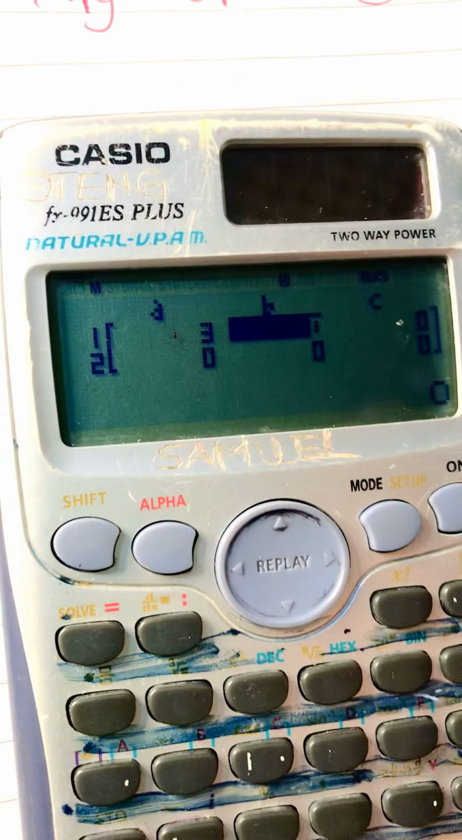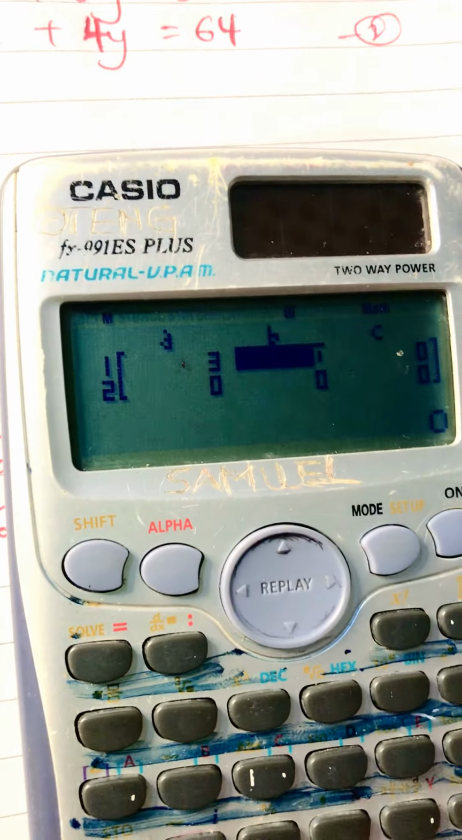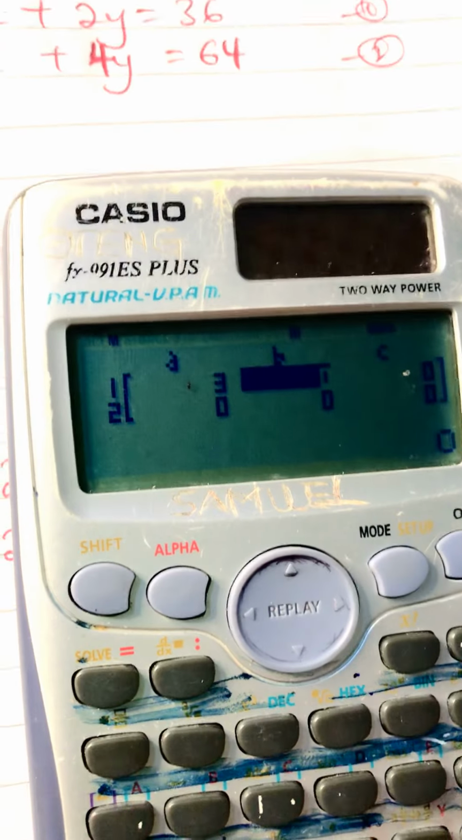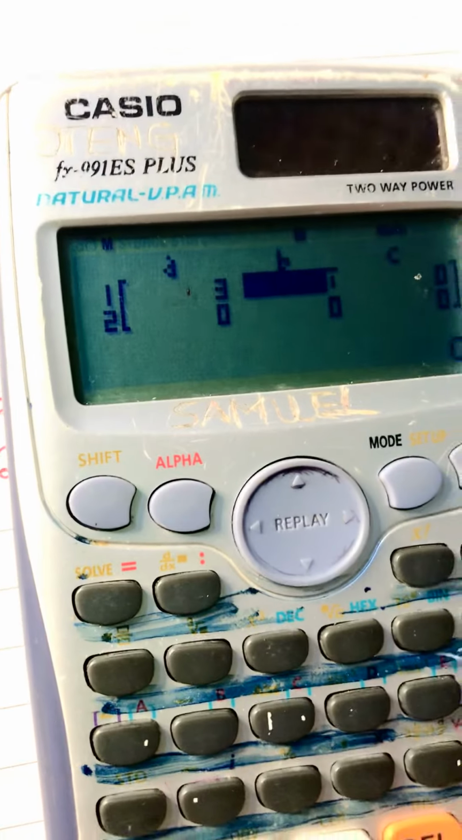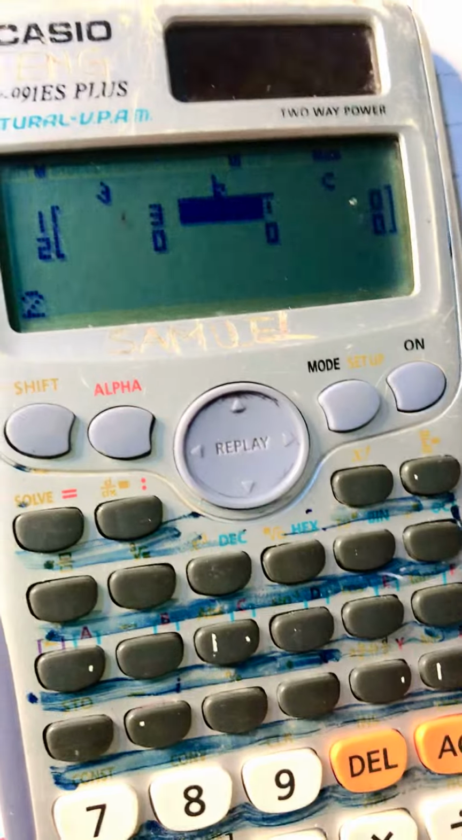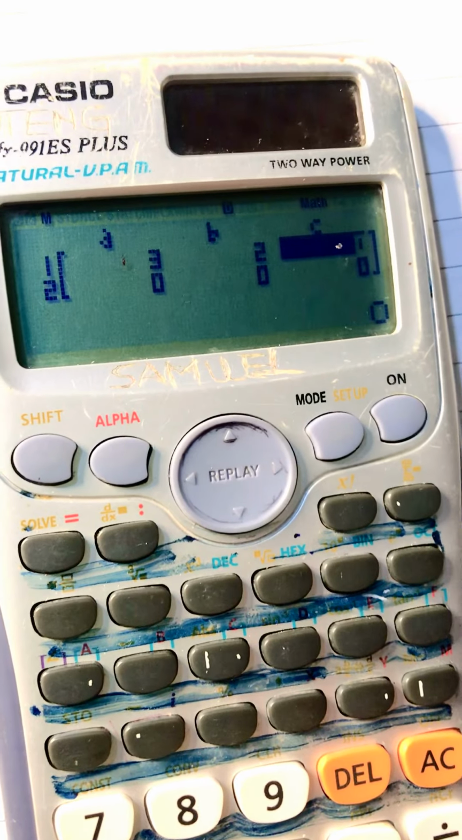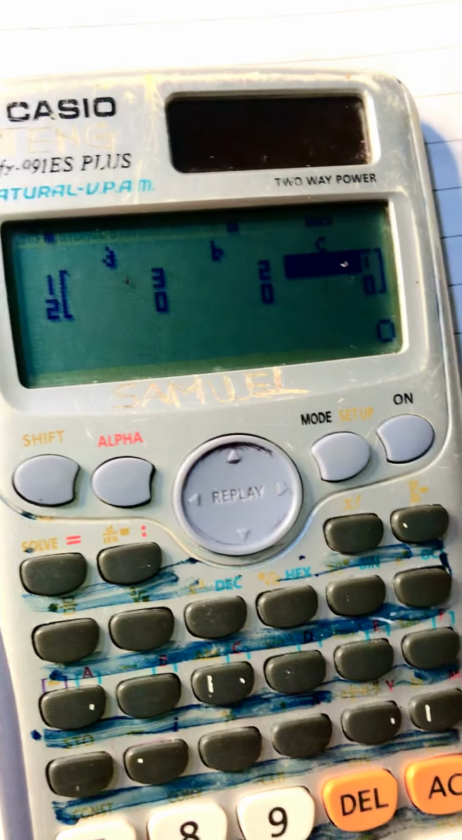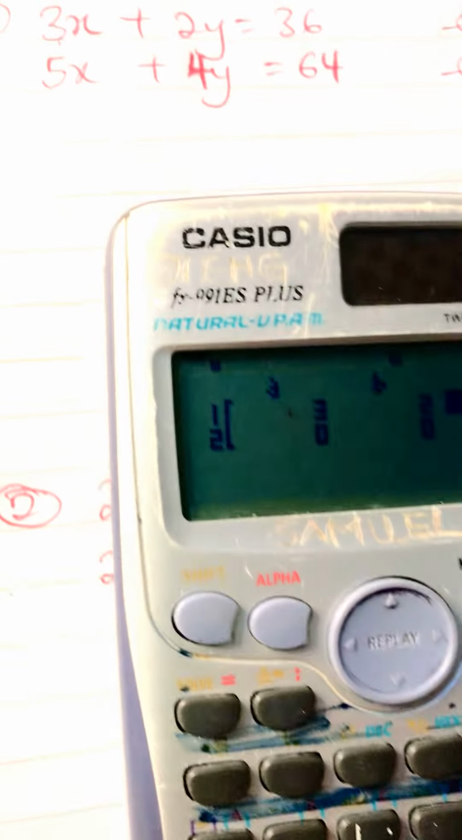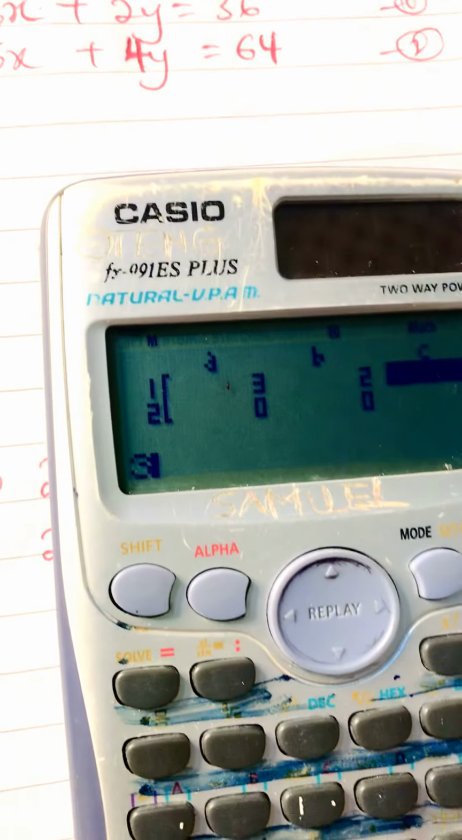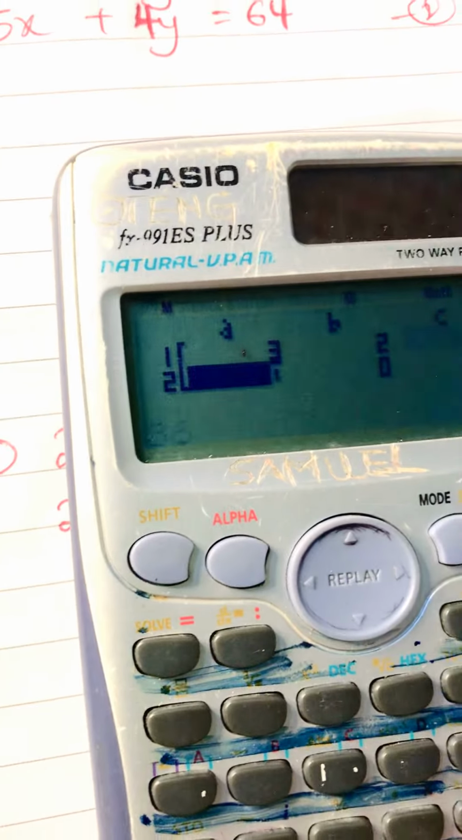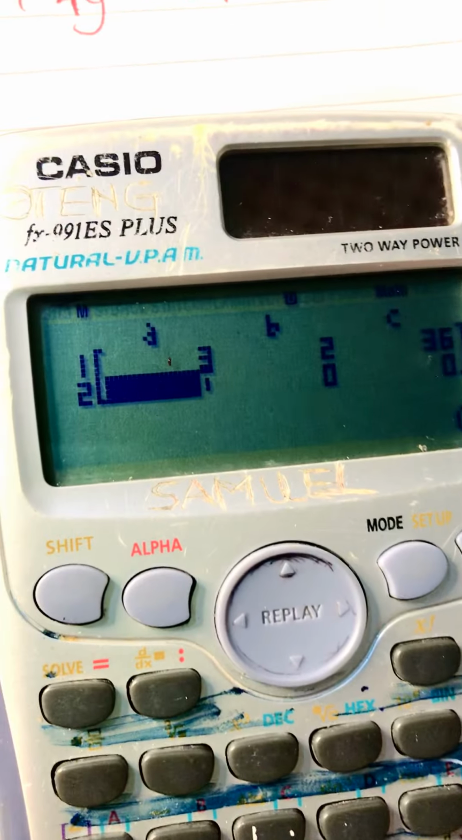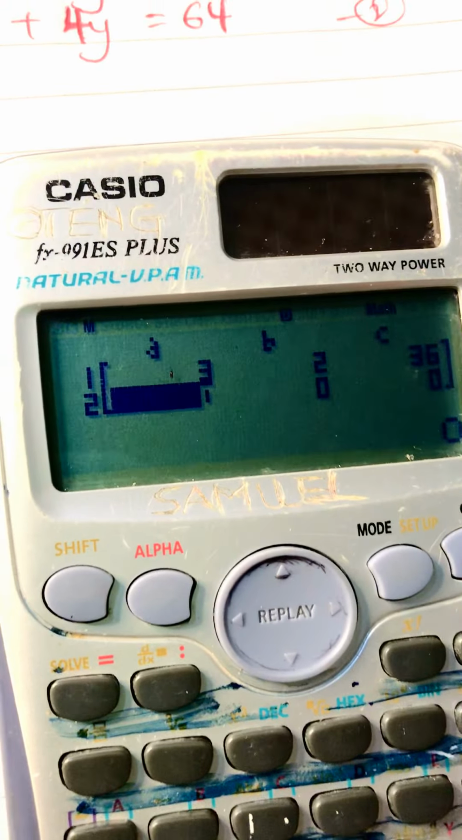Then we press 2, that's the coefficient of y. This A, B, C can be any letter. They are variables, okay, so they can change. So we press 2, then equal to. Now our constant has been highlighted, and that is 36. So we press 36 over there, equal to. So now we've input all the parameters over there.